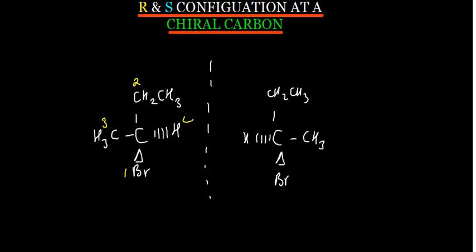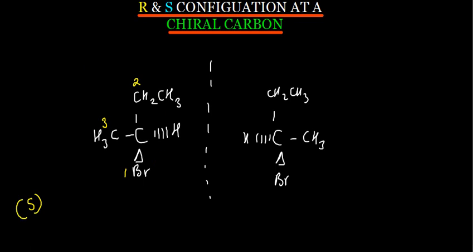Now I need to make sure that the fourth group is in the back. So this one I'll just leave it like that because the hydrogen, which is the fourth group, is already in the back. So the configuration of this one we can see is going in the anti-clockwise direction. This is more towards the left. Okay. So this is going to be given as the S when it is going towards the left.